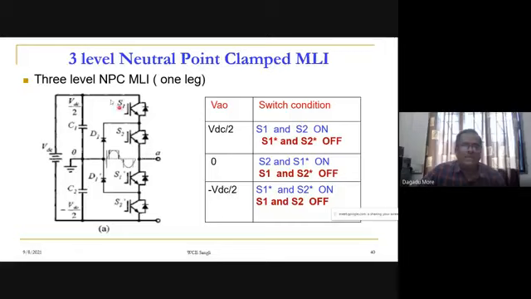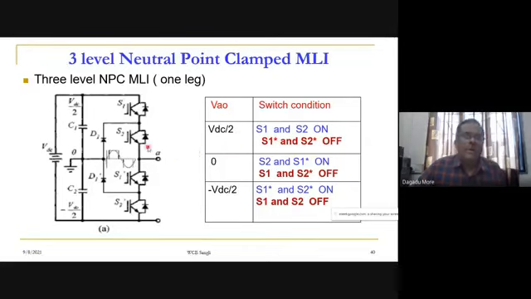So A point is connected here at the upper, and it will be AO. The voltage appearing across the load will be that of C1, so it will be plus VDC by 2 with respect to O. So when S1 and S2, these upper two devices, are on, it means that S1 star and S2 star, these two, are off. Then we get VAO, that is the pole voltage VAO, equal to plus VDC by 2.